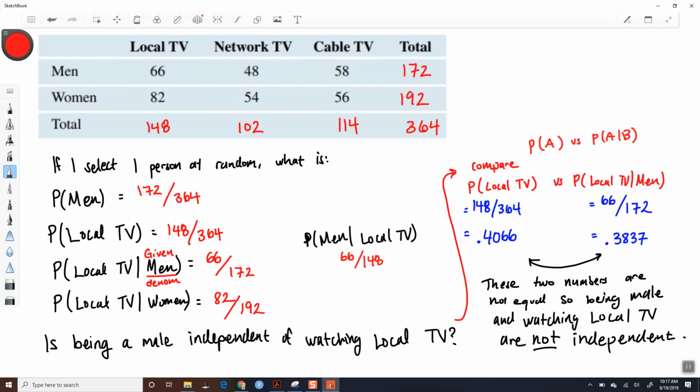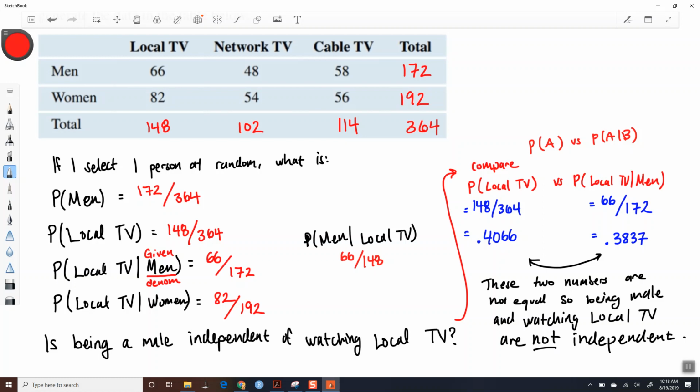Yeah. Question. So in a statement like that, is the given one the variable that comes first then? What do you mean by comes first? Like male is the given there. For this part, or? No, the question is being a male independent of watching. Oh, it doesn't matter. So if here I did local TV given male, okay?